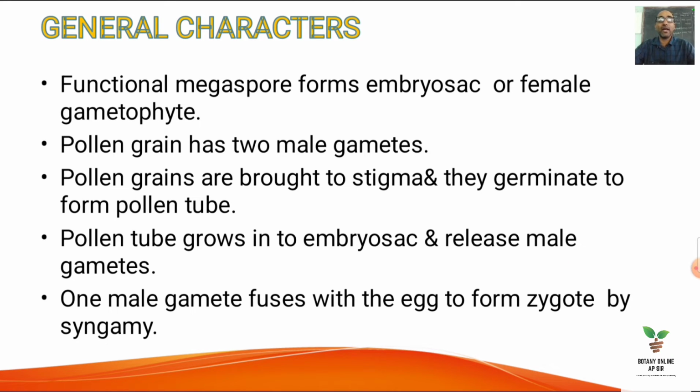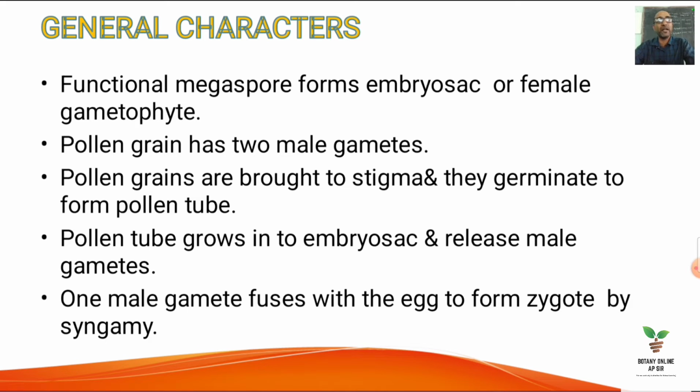Now one of the male gametes fuses with the egg. Got it? One of the male gametes fuses with the egg. You know, the egg is present inside the what? Ovary. So inside the embryo sac, one of the male gametes fuses with the egg to form a zygote. Got it? And that process is called syngamy. The exact process will be taught next year, in the 12th standard. So one of the male gametes fuses with the egg to form a zygote, by the process called syngamy or true fertilization.